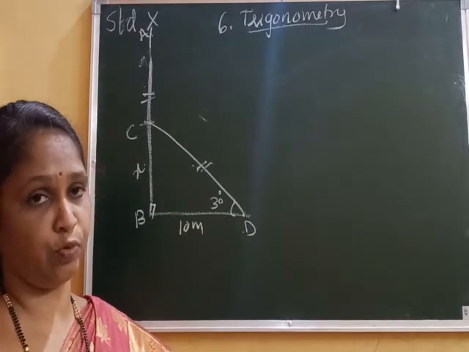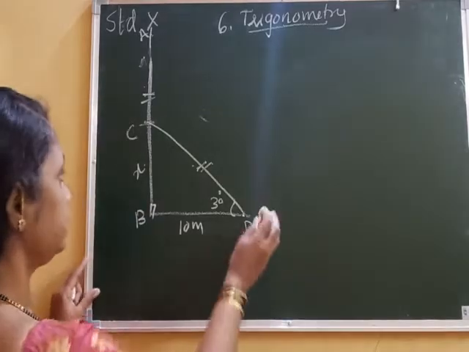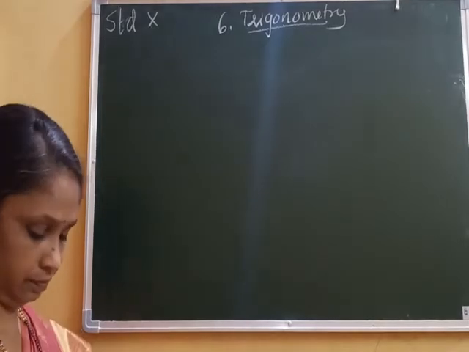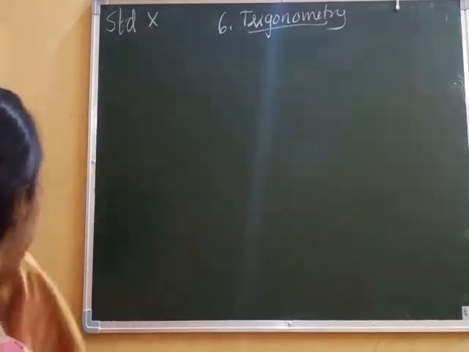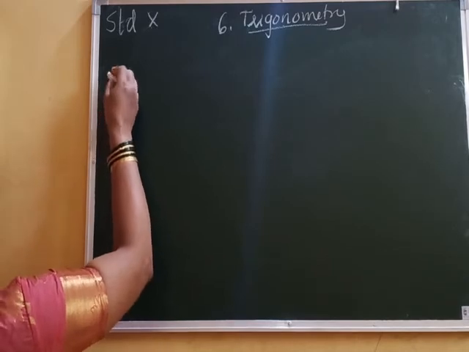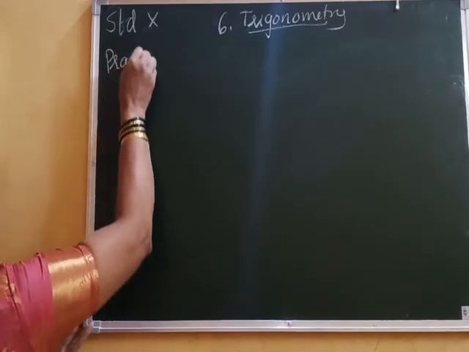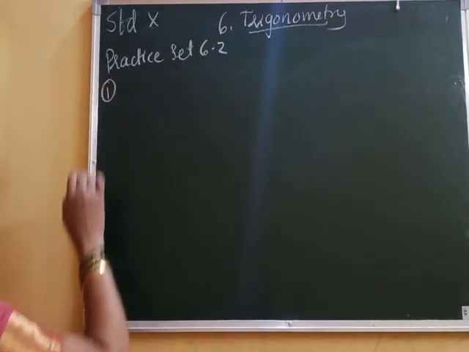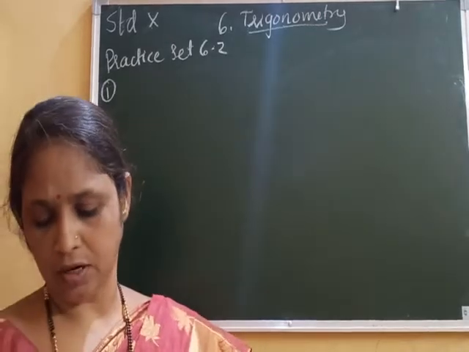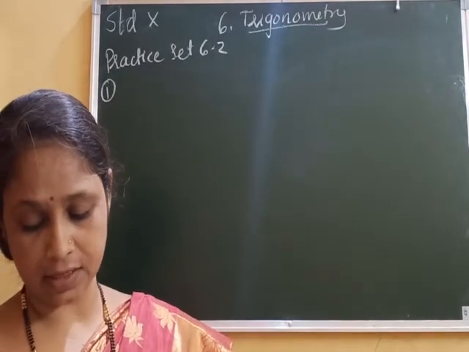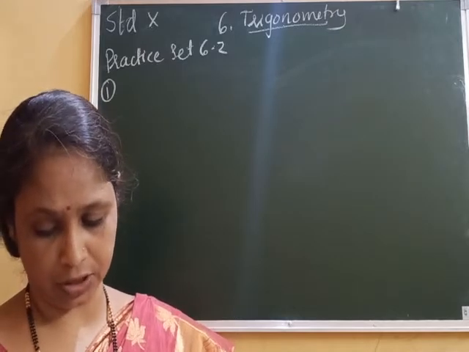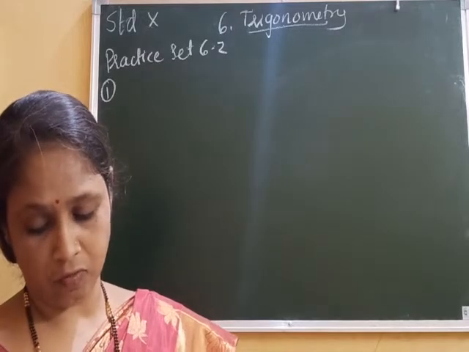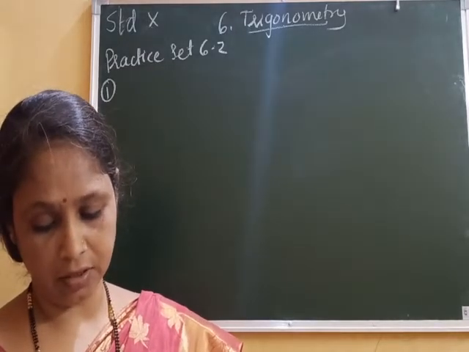Now we have to solve exercise 6.2. In that, the first example. Now what is the first example? A person is standing at a distance of 80 meters from a church, looking at its top, and the angle of elevation is 45 degrees. Find the height of the church.